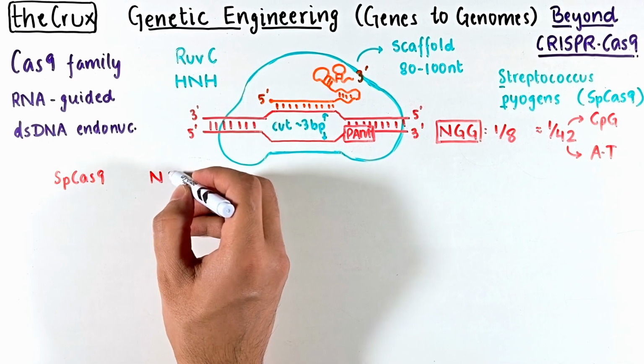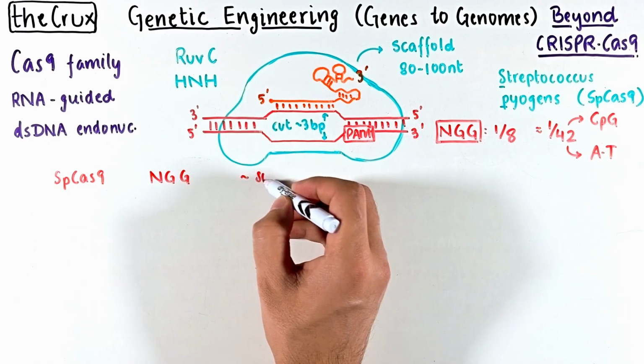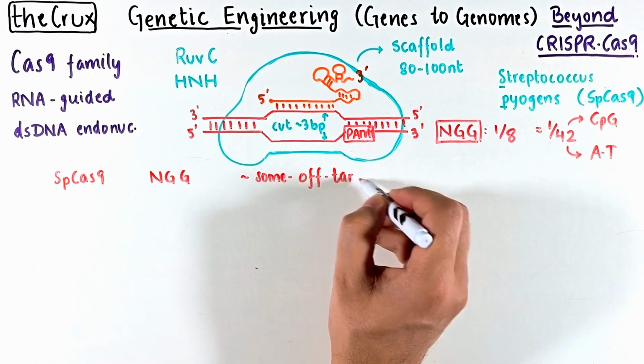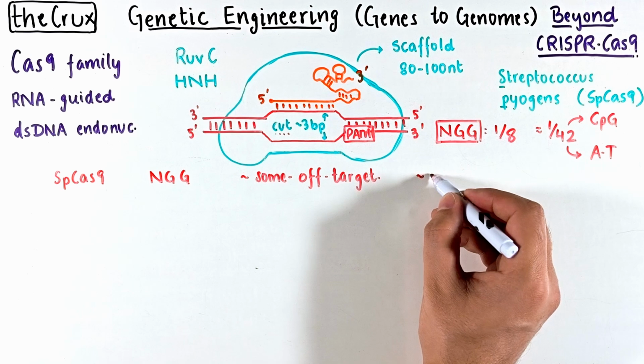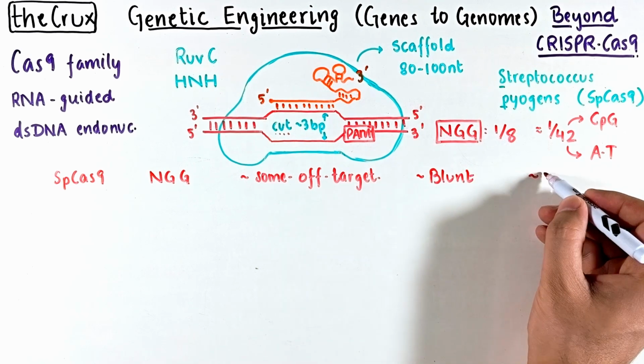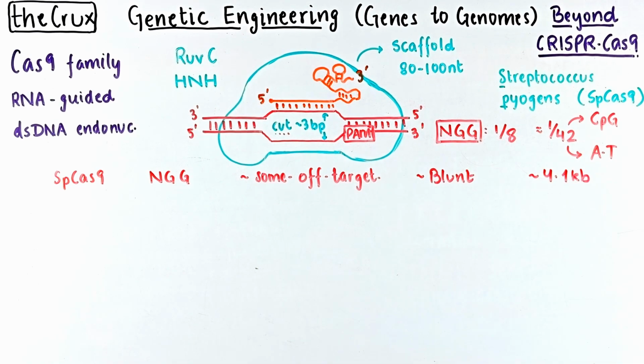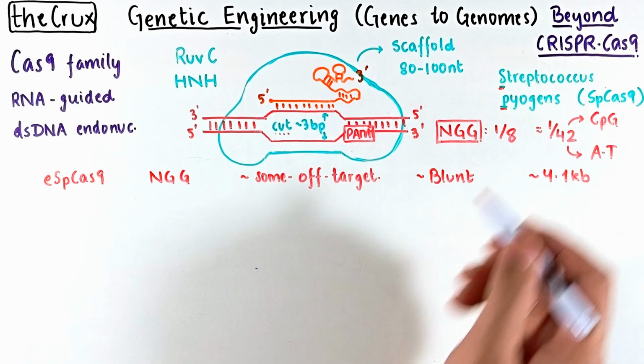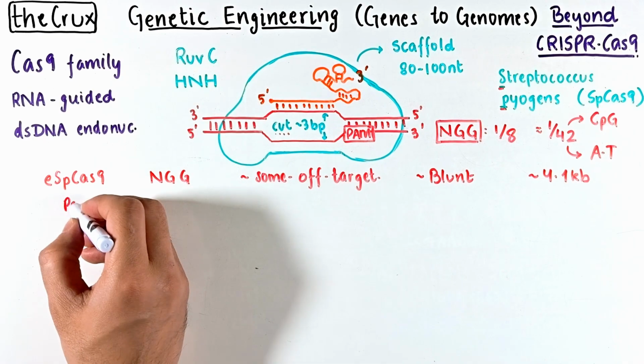So SpCas9 is awesome, but at some level, it does show a fair bit of off-targeting. The cut it makes in the target is blunt, and the enzyme itself is quite a bit chunky. There are some engineered variants which improve the natural activity of the enzymes. Alternatively, you can find Cas9 in other bacterial species as well.